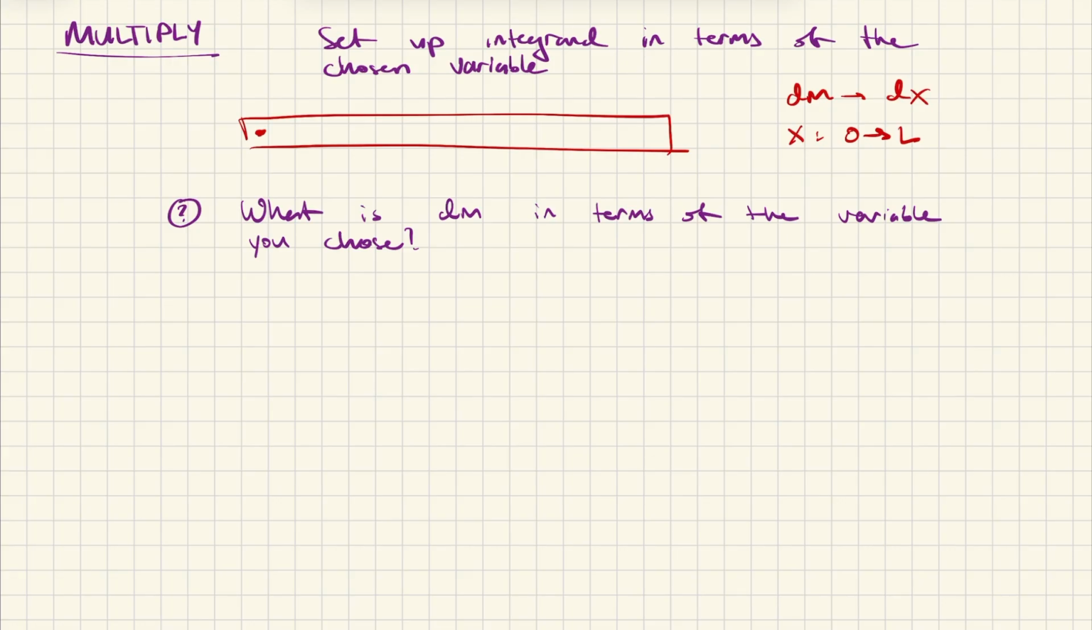So I need to answer the question, what is dm in terms of my variable, in terms of x? So what I'm going to do is draw this little dm bit again, and we have our dx, we have our coordinate x. And now we have the strange task of rewriting dm, the mass of this little patch, in terms of dx. The thing I want to point out is that because this is an infinitesimally small piece of the rod, it has some infinitesimally small length dx.